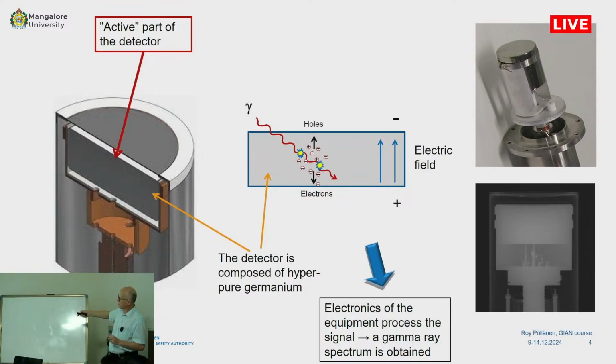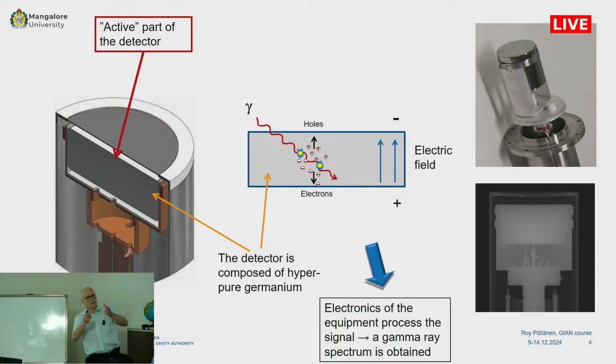This is an X-ray picture of one of our detectors. So what happens in the detector? This is the detector itself. So a gamma goes, for example, this way. Electrons and holes are produced, and the signal processing system collects the signal, analyzes it, and puts the data into a multi-channel analyzer, from which we get a spectrum.